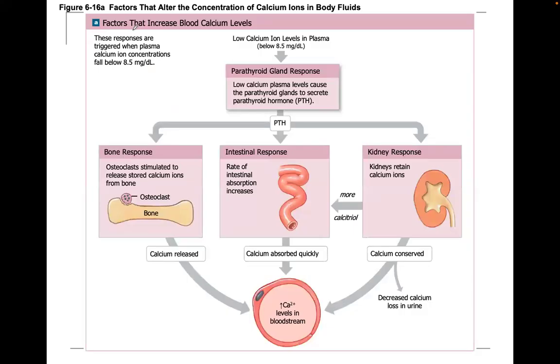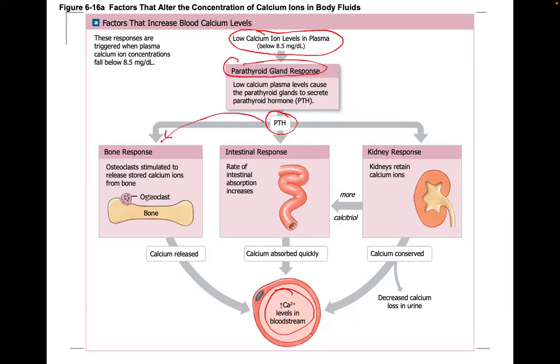So let's look at what happens if there are low calcium levels in the plasma. All right. So the main goal is we're trying to increase blood calcium. But right now we have too little. So the end result, we want to go from too little to increasing the level. How do we do that? Well, this is where the parathyroid gland comes into play by pushing out parathyroid hormone.